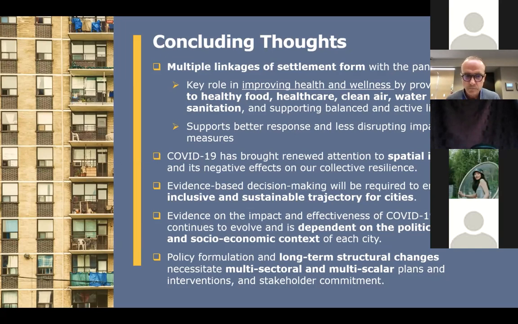Evidence on the impact and effectiveness of COVID-19 continues to evolve and is extremely dependent on the political, cultural, and socio-economic context of each city. Finally, policy formulation and long-term structural changes necessitate multi-sectoral and multi-scalar plans and interventions and stakeholder commitment. Thank you for your time.